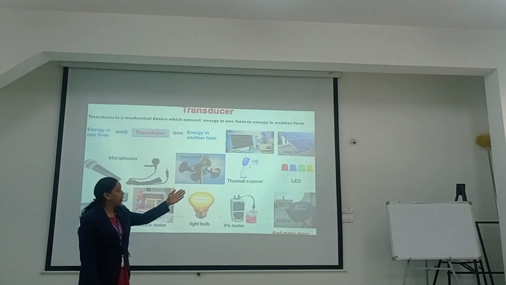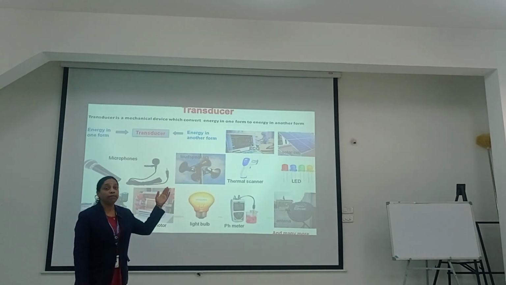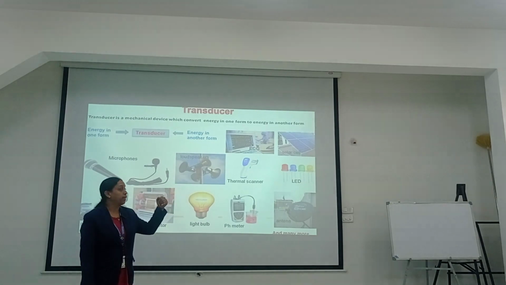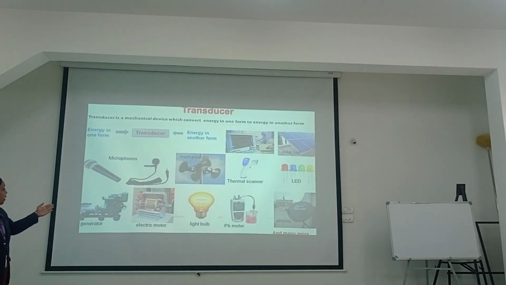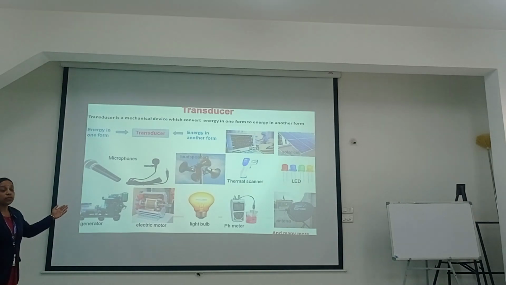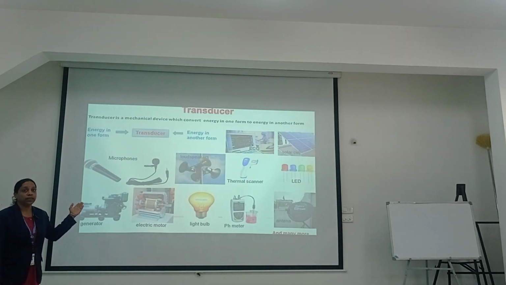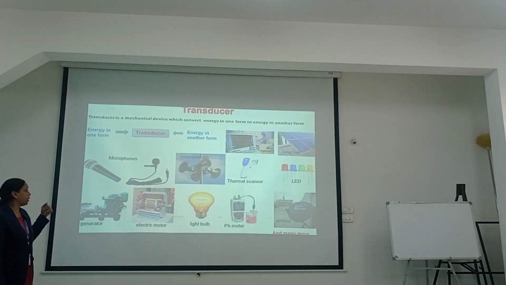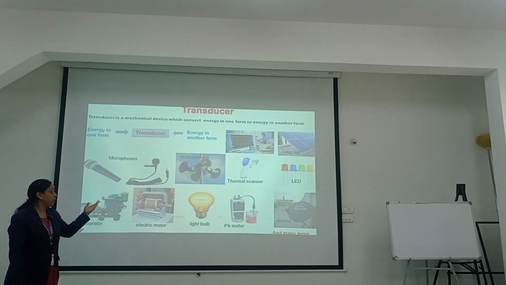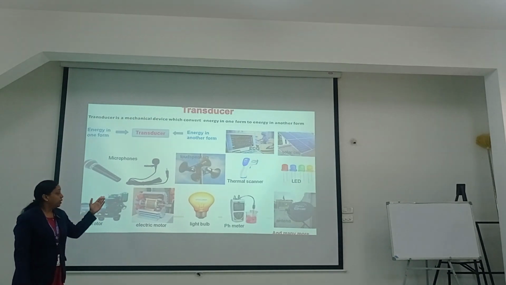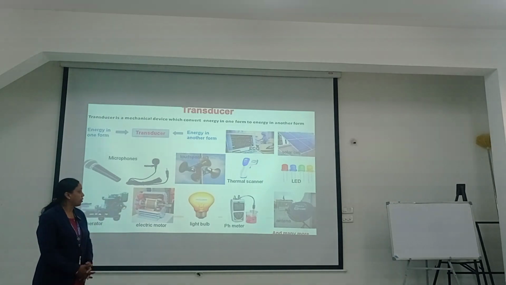The function of LED. LED is also a sensor. It is a light emitting diode which converts electrical energy to light energy. There are many such examples, such as we can see the generators. So generators convert the hydro energy, the wind energy into the electrical energy. The electrical motors convert electrical energy to mechanical. The light bulb converts electrical to light energy.